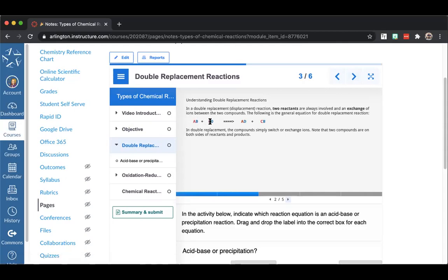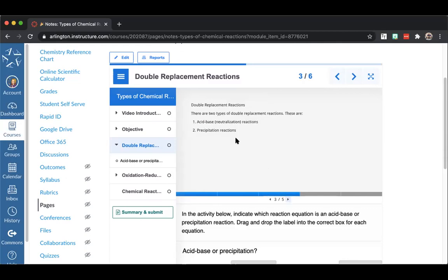So we have AB plus CD, and what happens is they're going to swap partners. That means the positive ion A is going to pair up with the negative ion from this compound, D. So my first product is going to be AD, and then my other product is CB, and it has to be written this way. I can't write BC because B is a negative ion, okay? C is the positive ion. It has to go first in the compound. So it does have to follow this pattern, okay? And we'll see some examples of what this looks like, but this is the general pattern, okay?